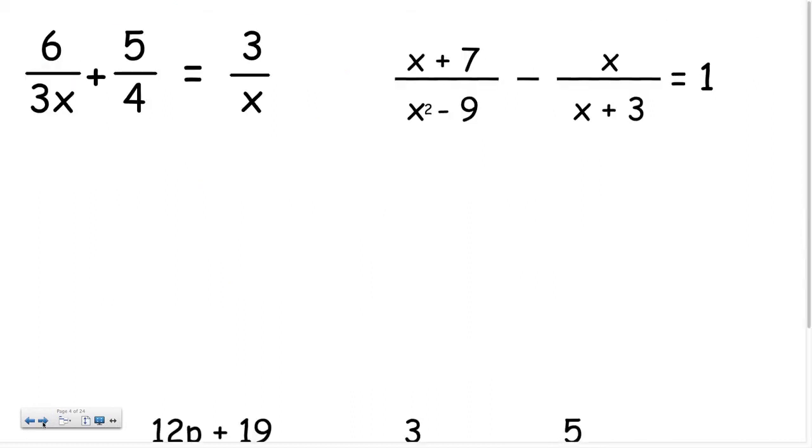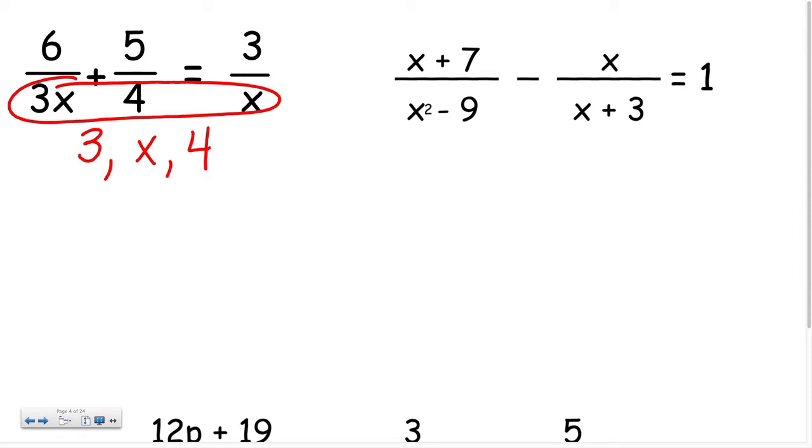Now we've got fractions with addition and subtraction signs in the middle of them. So this is where we're going to have to go back and find common denominators. So in this very first one, if I look at all of my denominators, I've got a 3, I've got an x, and I've got a 4. So my common denominator, if I look at it separately, would be 3x and 4, or I could say 12x, either one. So now I want to figure out what is missing from the denominator that is already there.